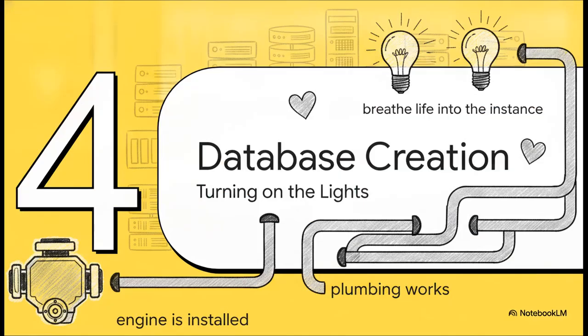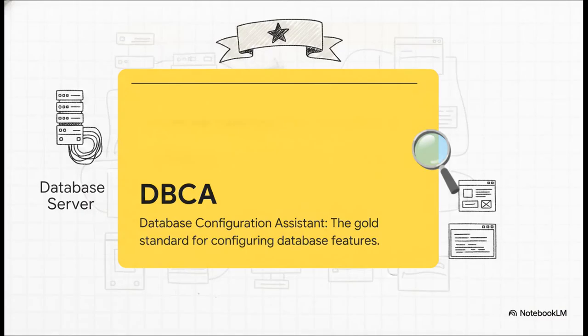And finally, we reach phase 4, database creation, turning on the lights. The engine is installed, the plumbing works, and now we get to breathe life into the instance and actually create the database itself. To do this, we use the DBCA, which is the Database Configuration Assistant. This is the absolute gold standard utility for ensuring that your Oracle database features are configured exactly right. While you could technically write a manual database creation script from scratch, DBCA is by far the safest and most efficient route.